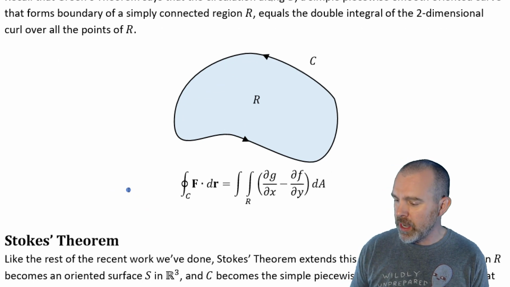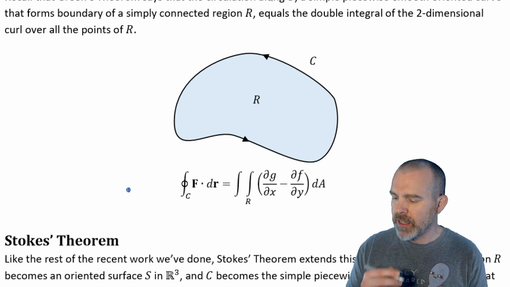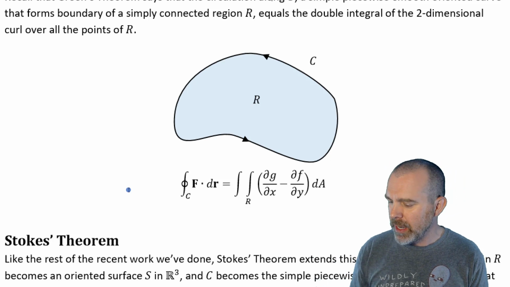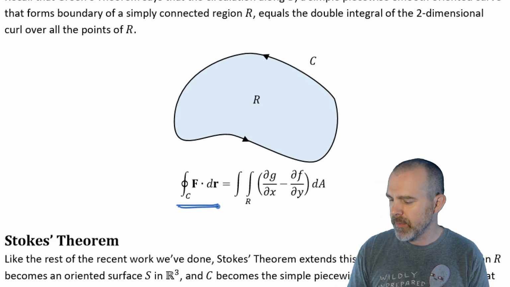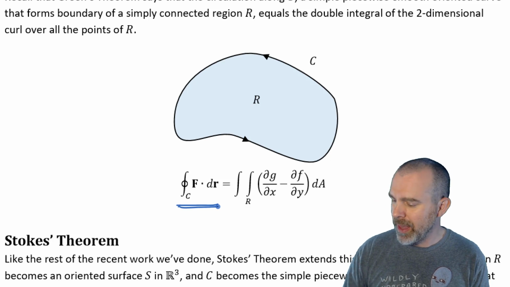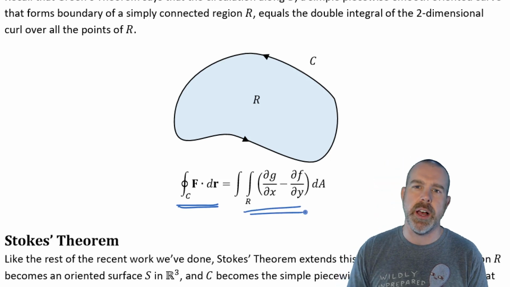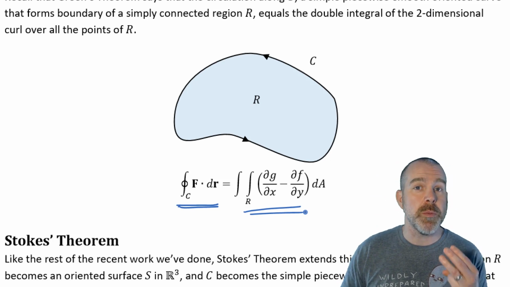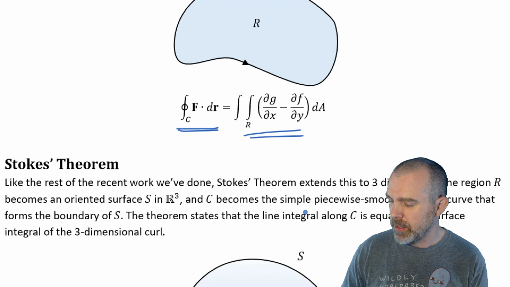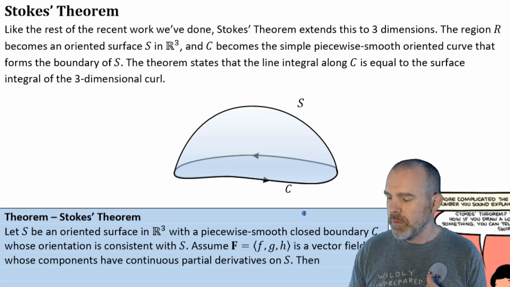We have some region, it's a connected region, we have an oriented curve around it, and the line integral along the curve will be equal to the double integral of the curl. So that's Green's theorem. Stokes' theorem is going to be a three-dimensional version of this. There are some tweaks to it here.